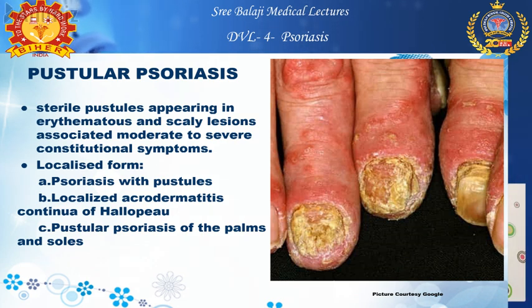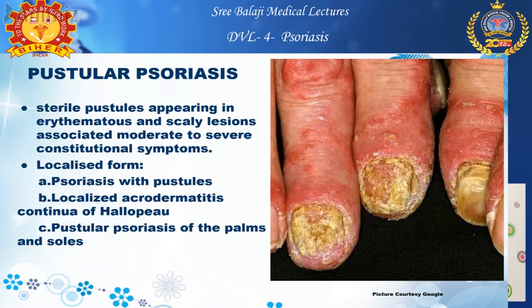The palms and soles are involved, and usually the fingertips are spared. And there's a very important form called acrodermatitis continua of Hallopeau, where the fingertips are involved, especially the nail plate and the nail bed. So this is seen in the picture towards the right, where there are pustules in the nail bed destroying the nail plate, and there is involvement of the surrounding skin as well.